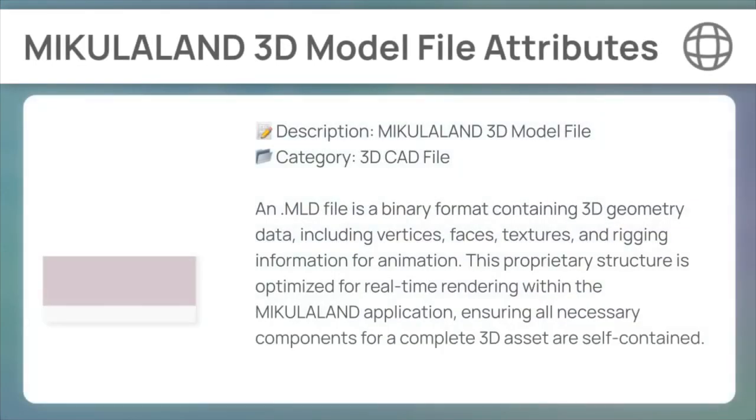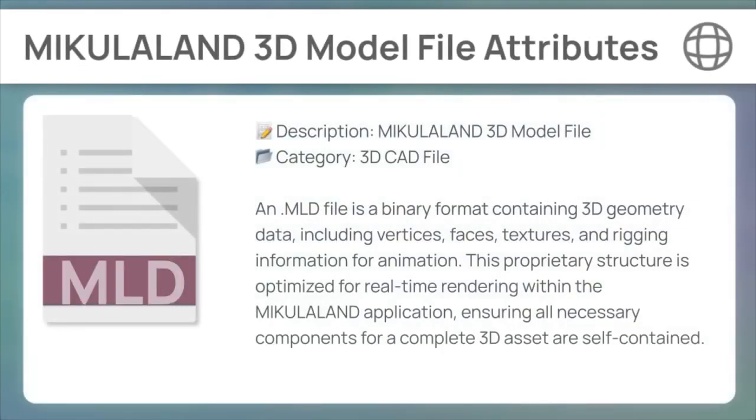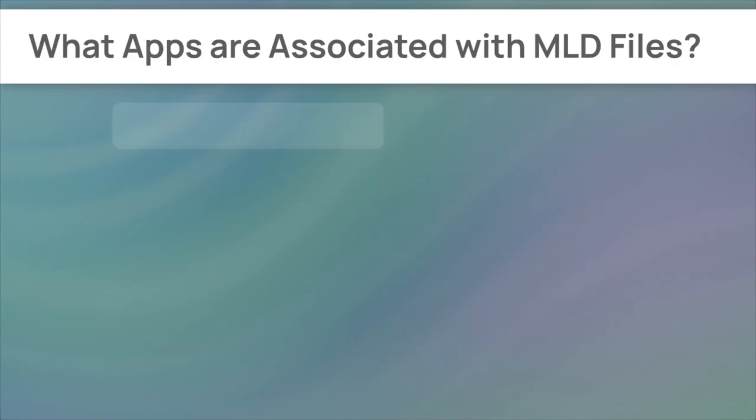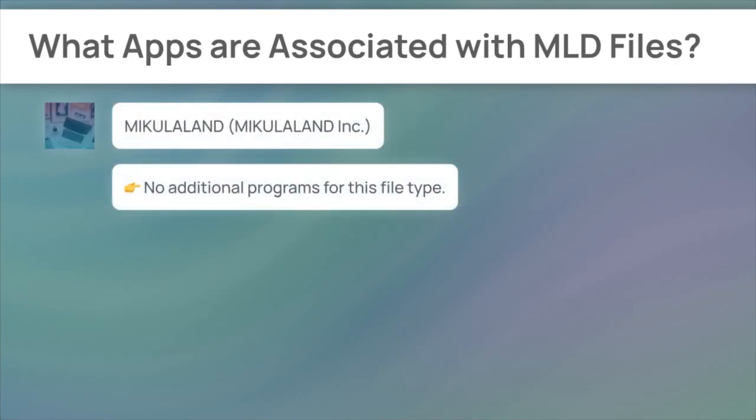An .mld file is a binary format containing 3D geometry data, including vertices, faces, textures, and rigging information for animation. This proprietary structure is optimized for real-time rendering within the MIKULALAND application, ensuring all necessary components for a complete 3D asset are self-contained. Essential file access for MLD relies upon the utility MIKULALAND from MIKULALAND Inc.